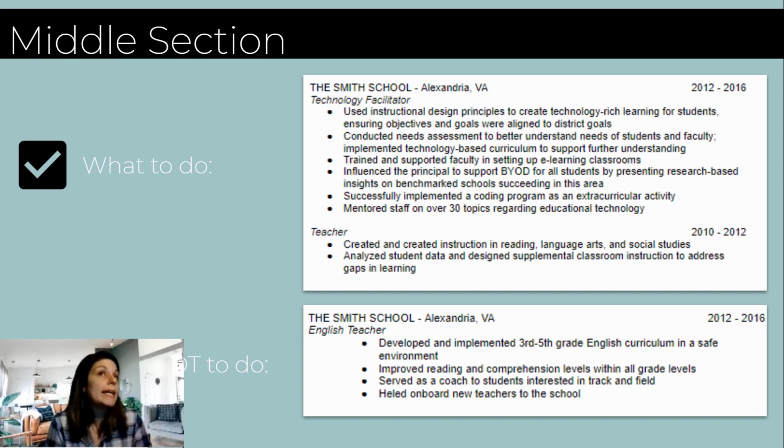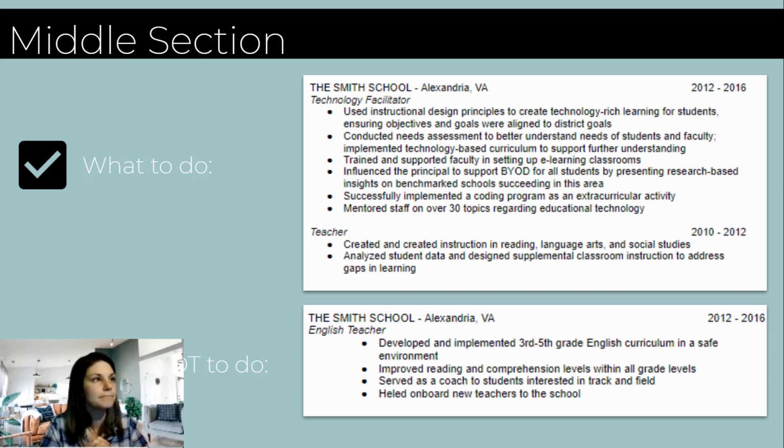If you do not have a lump key achievement section and you have it per job, I would not put more than 4 to 5 per job. Someone had said to have no more than 5 bullets for the current job that you're in, and perhaps less for previous jobs.